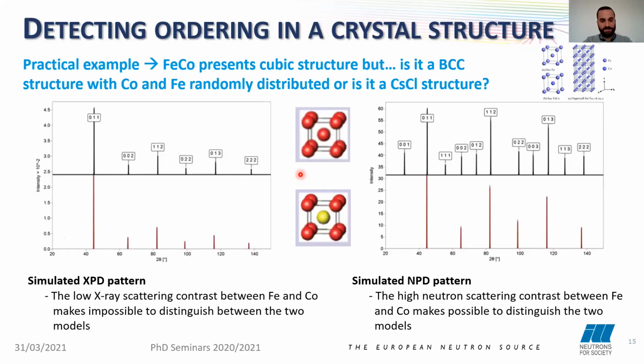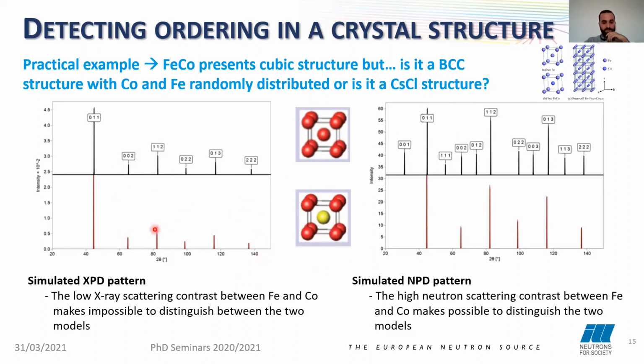Okay, so another advantage of neutrons is that they can detect ordering in a crystal structure, and this is another good example. We have this alloy of iron and cobalt, and it is clear from the X-ray powder diffraction that it is cubic, but is it a body-centered cubic where cobalt and iron are randomly distributed, or does it present a structure like CsCl, with one atom at the center and the other one at the corners?